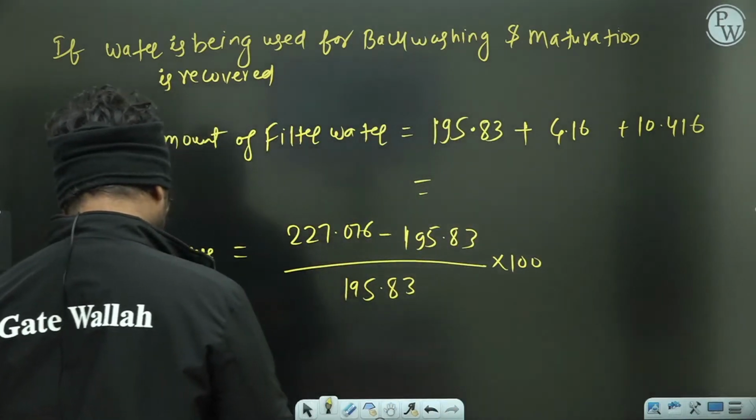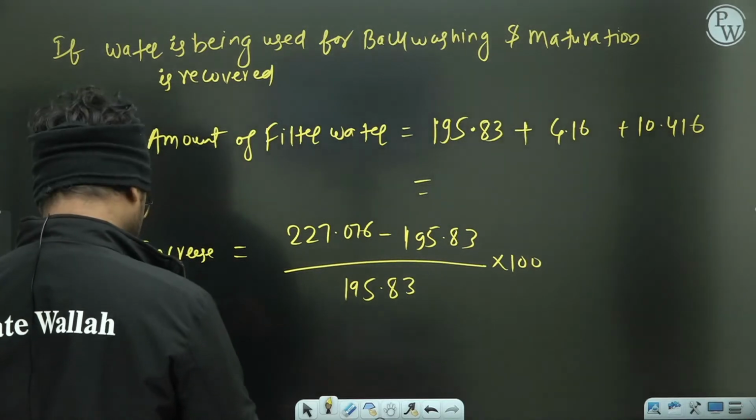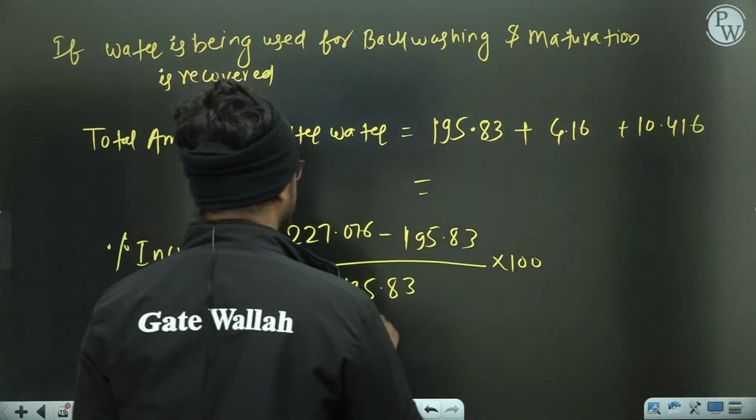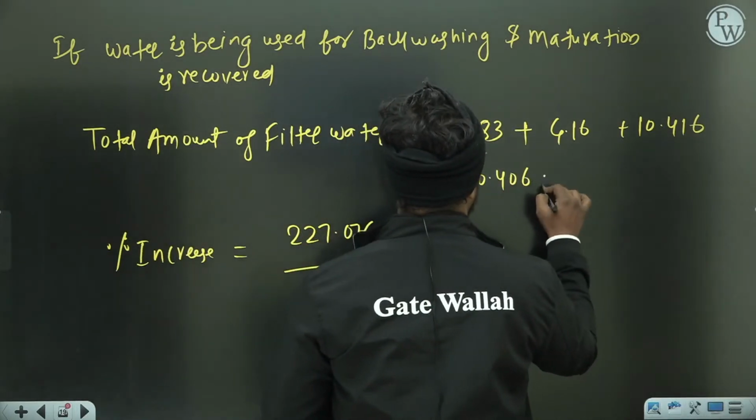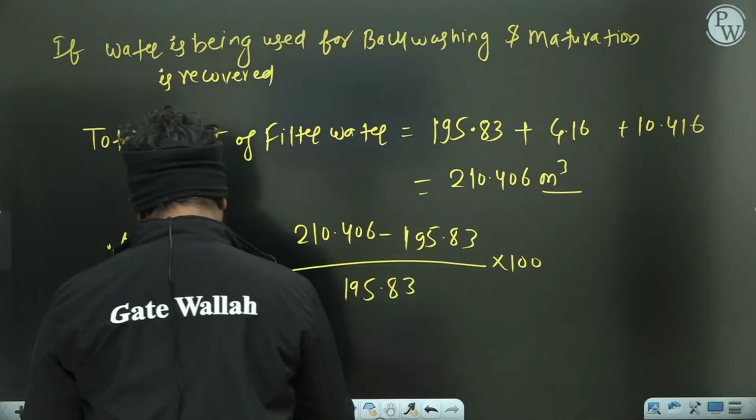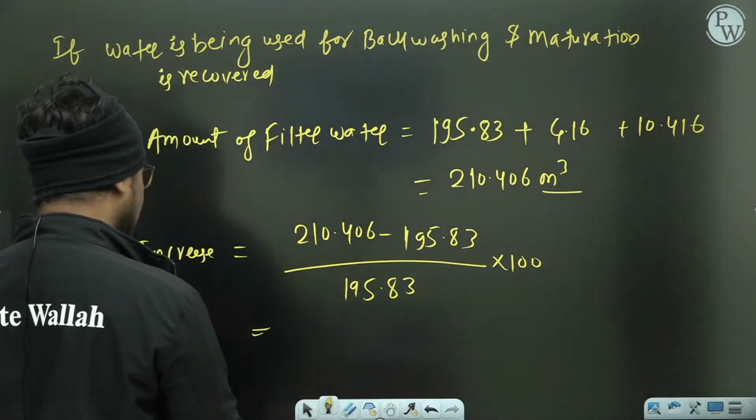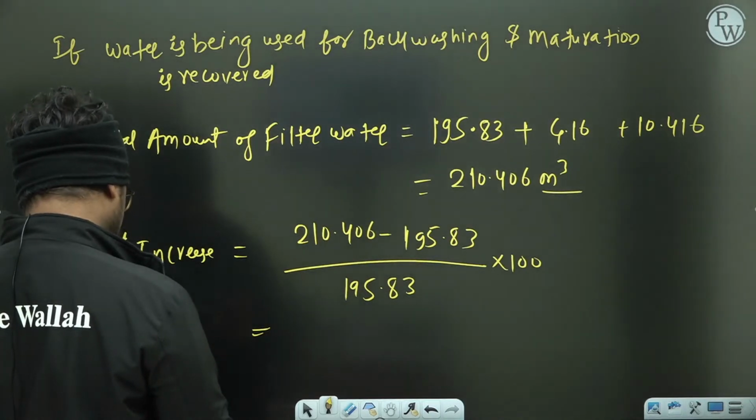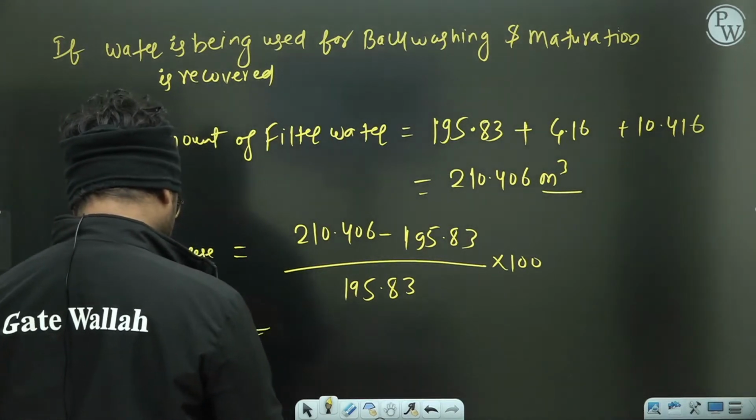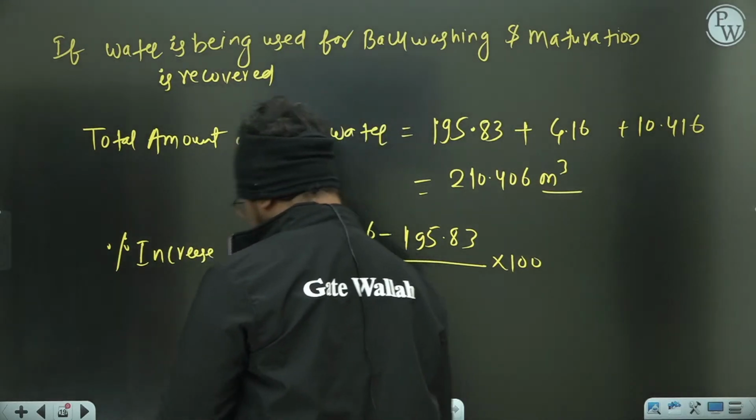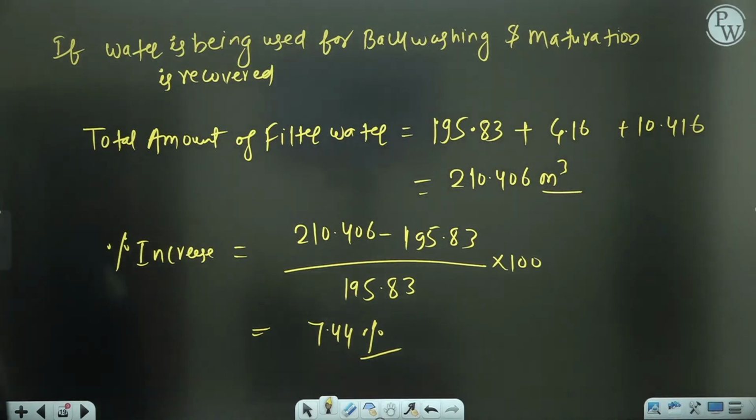Now add this. How much are we getting? 195.83 plus 4.16 plus 10.416. So we are getting 210.40. There was a small error in calculation. Kindly everyone correct that part. So 210.406 minus 195.83, 14.576, divided by 195.83, into 100, somewhere around 7.44 percentage. So roughly we can say 7.53 or 7.44. Roughly you will get.